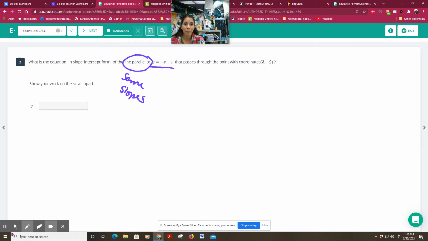So what does that tell me? It tells me that they have the same slope. So I could take the slope from this line and use it for the other line because they're parallel. So from that, I'm getting that m equals -1. That's the number in front of the x. That's the slope because y equals mx plus b. M is the slope. This is the equation of a line, and it passes through this point. So you have to use point-slope form.